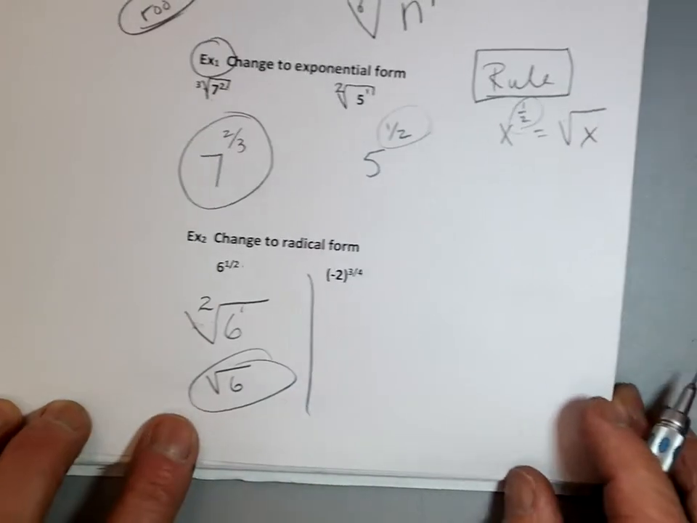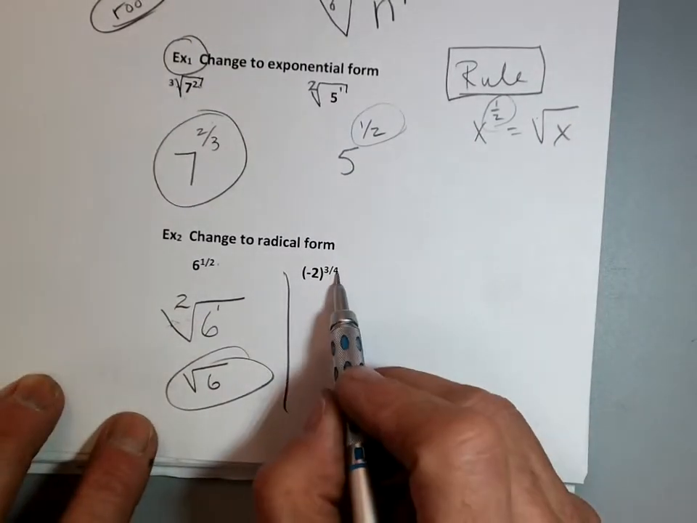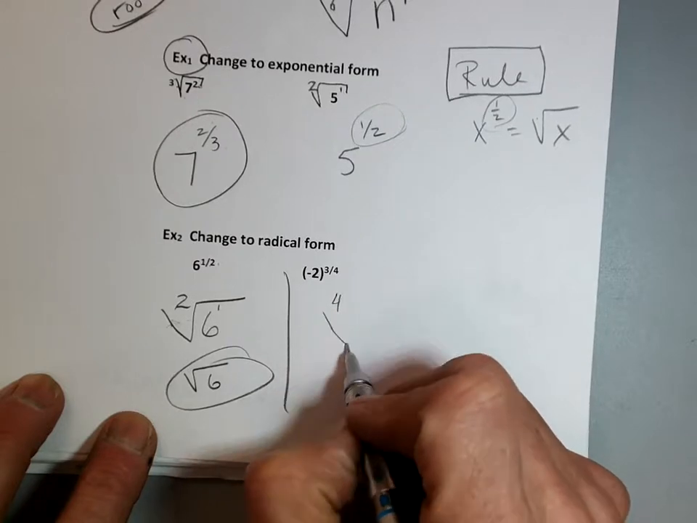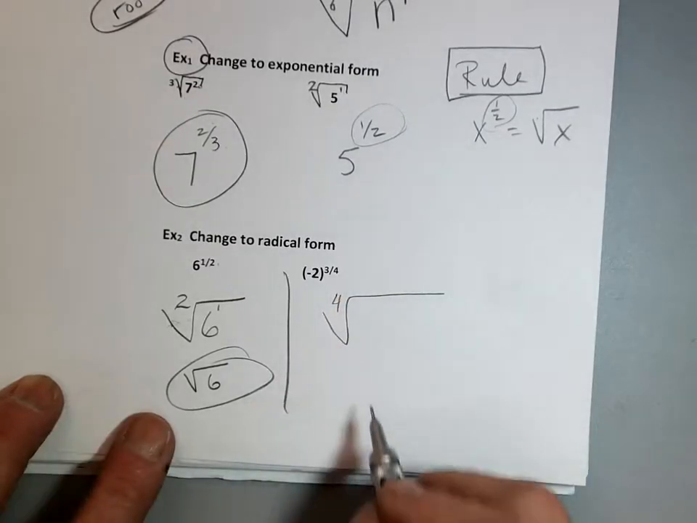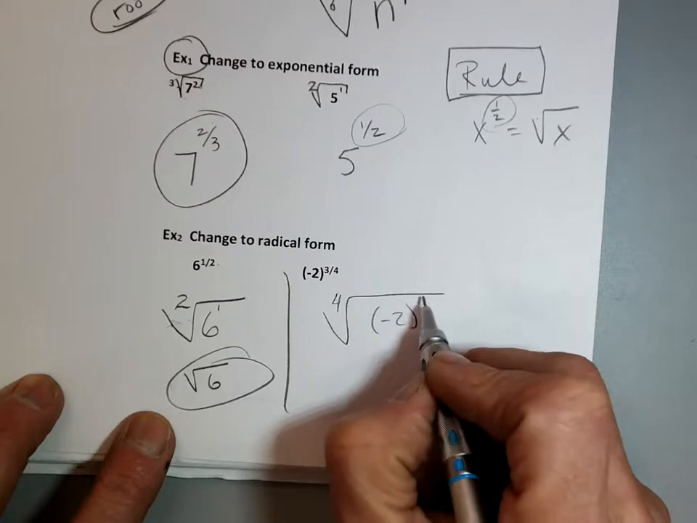Now, this one, fourth root, okay, with me on the fourth root, negative 2 to the third power, okay?